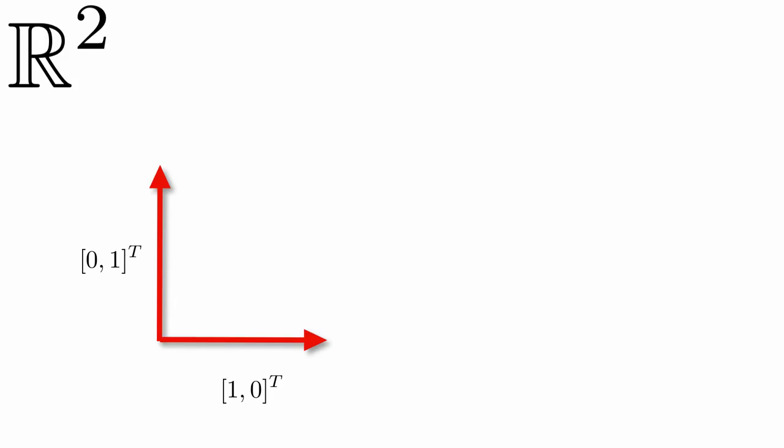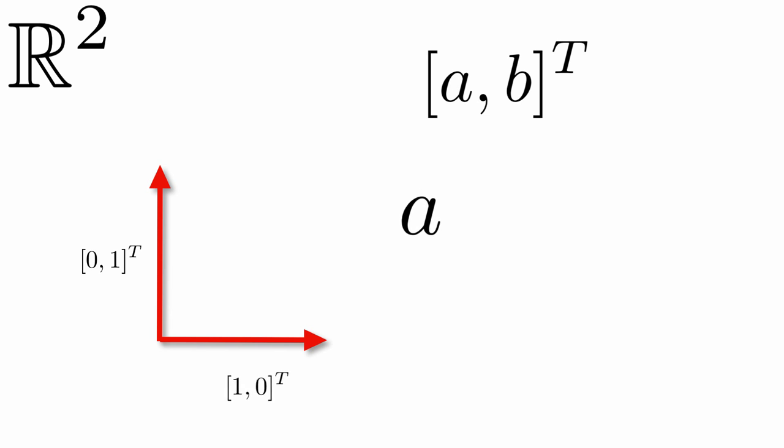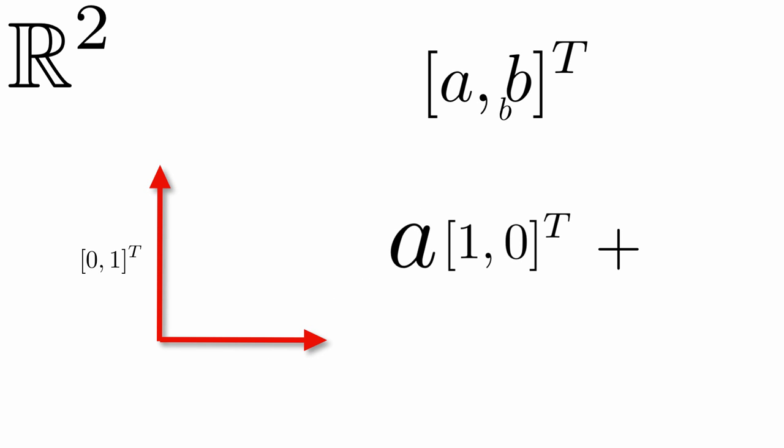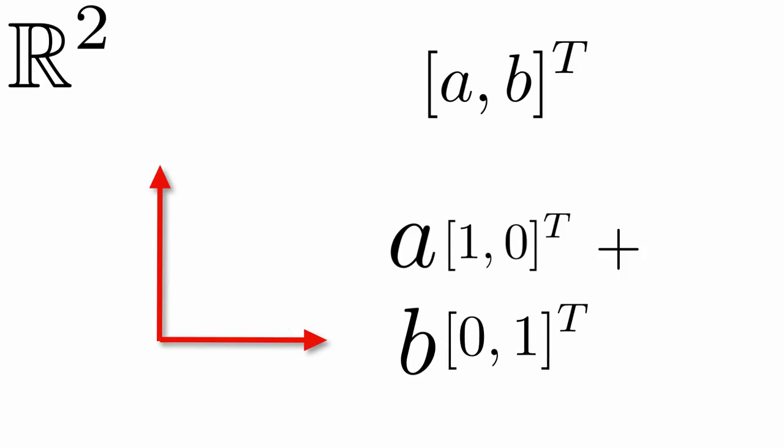So for example, if I pick the vector (a, b) in R2, I can rewrite that as a times (1, 0) plus b times (0, 1), which will recover (a, b).